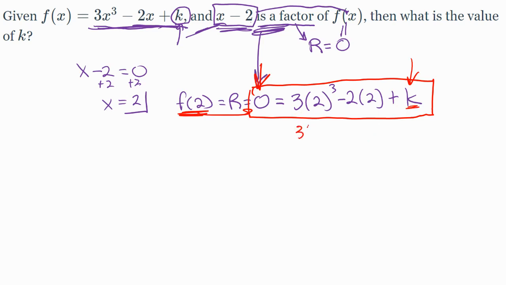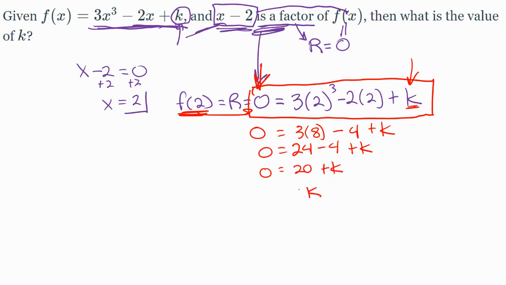This would be 3 times 8 minus 4 plus k equals 0. And then we get 24 minus 4 plus k equals 0. So 0 equals 20 plus k. So k equals negative 20.